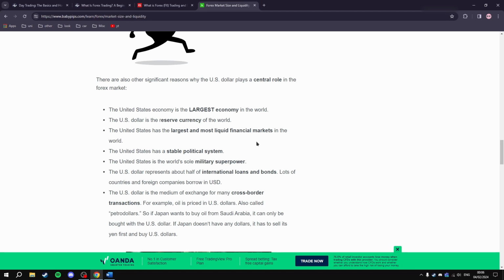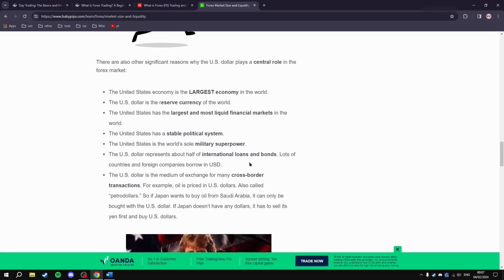US dollars represent about half of the international loans and bonds. Lots of countries and foreign companies borrow in USD. The US dollar is a medium of exchange for many cross-border transactions. For example, oil is priced in US dollars, also called petrodollars. So if Japan wants to buy oil from Saudi Arabia, it can only be bought with US dollars. If Japan doesn't have any dollars, it has to sell its yen first and buy US dollars.